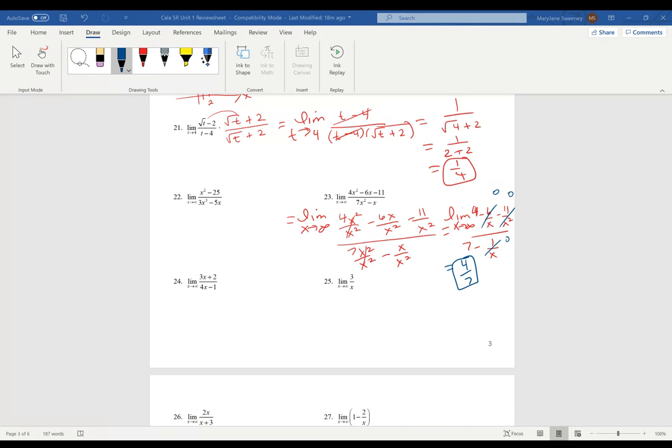25, again, you could think a constant over a really big number. That goes off to 0, right? If you were kind of to plug in infinity, even though you really can't plug in infinity.